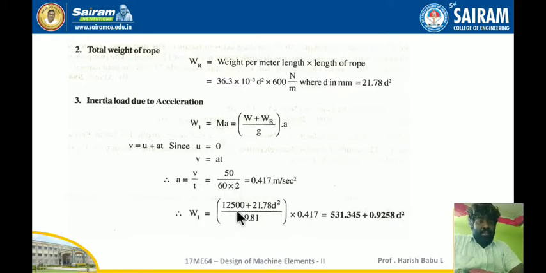So WL is equal to 12500 plus 21.78 d square, divided by 9.81, multiplied by a, that is 0.417. I want to get 531.345 plus 0.9258 d square.